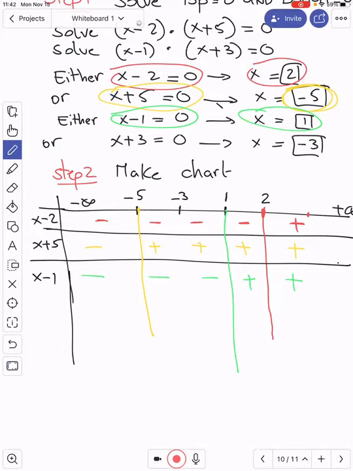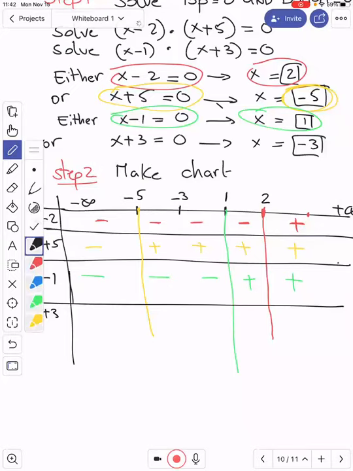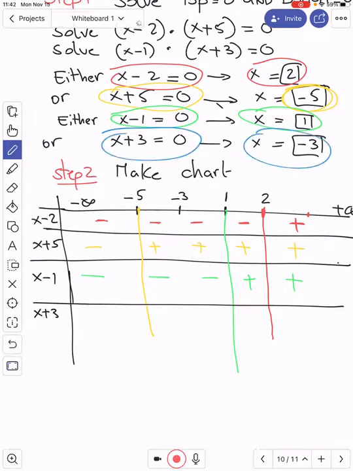And the last factor in the denominator is x plus 3. So here's my last factor, x plus 3. And when this is 0, well, x plus 3 is 0 when x is negative 3. So here's the line x equal to negative 3. On the right side, it's positive. And on the left of this blue line, it's going to be negative. Right? And so we are done with the factors.